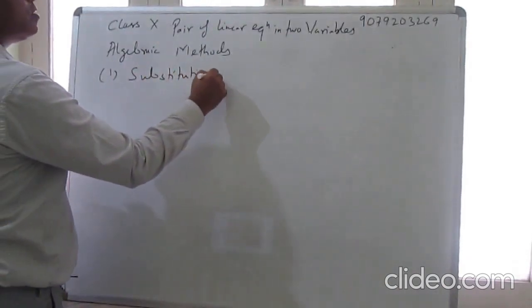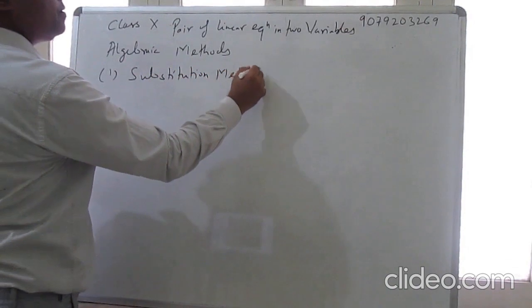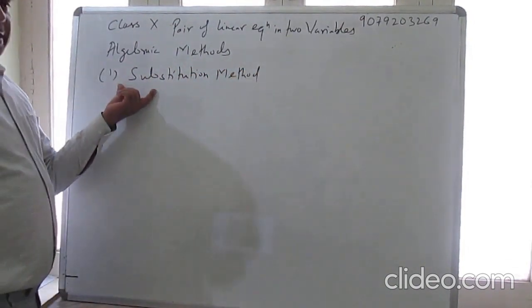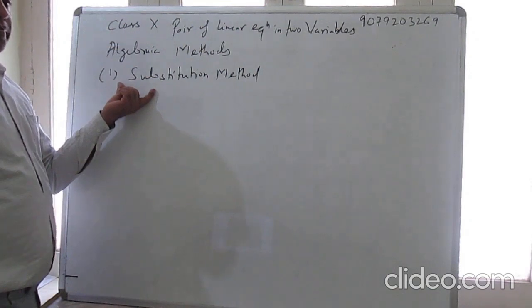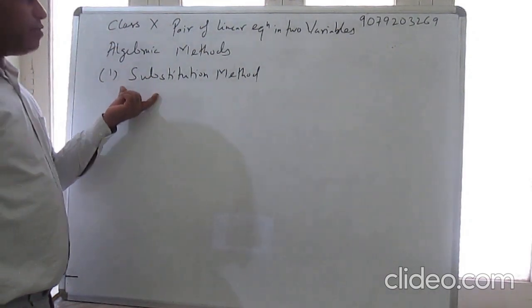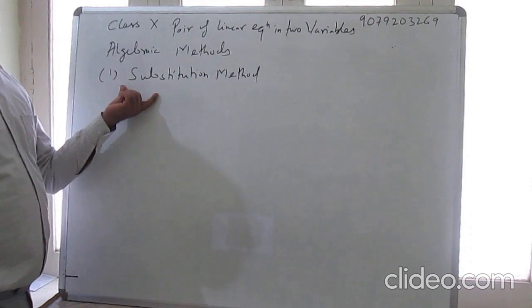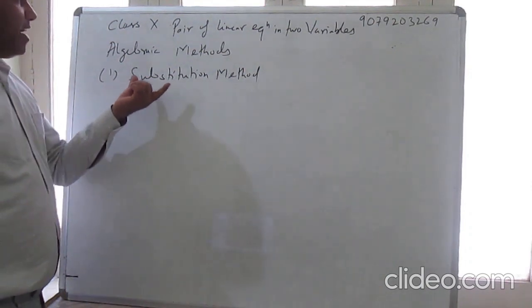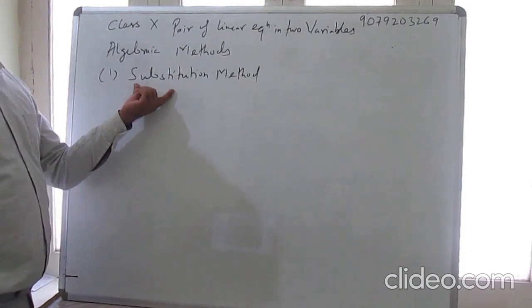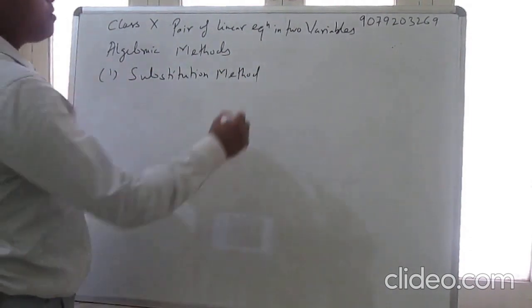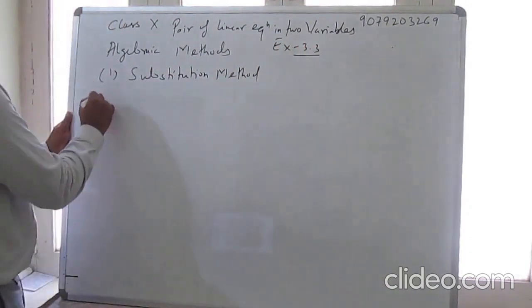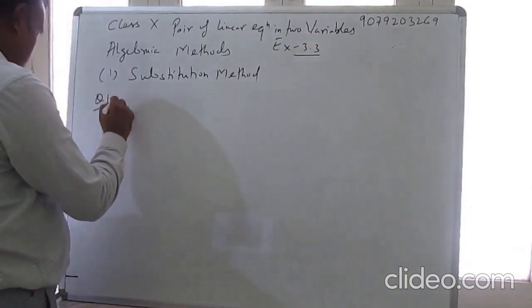Substitution method. There are two variables. We substitute the value of one variable in another equation and solve for the values of x and y. So we explain this substitution method by taking one question. Exercise 3.3, question number 1, first part.